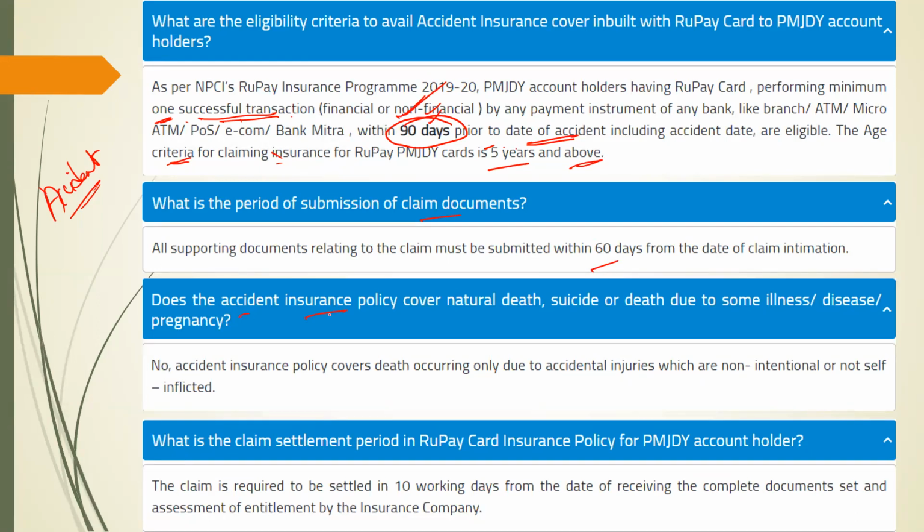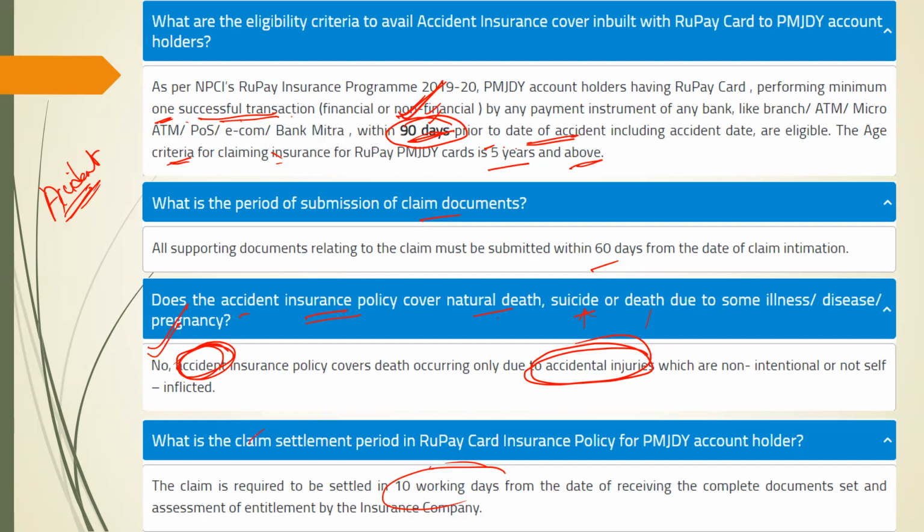Under the accident insurance policy, natural death, suicide, or death due to illness is not covered. It is only accident. Only death occurring due to accidental injuries is covered, not due to suicide or anything. And the claim settlement has to be done within 10 working days. So when we talk about accidental insurance cover, focus on this aspect. I hope this is clear.